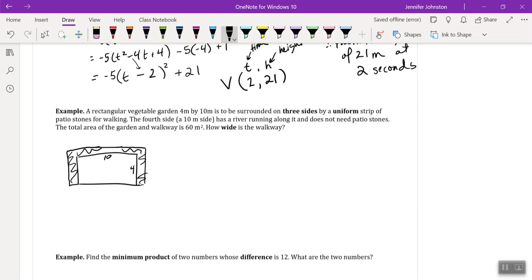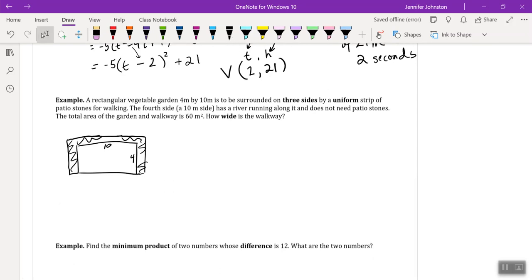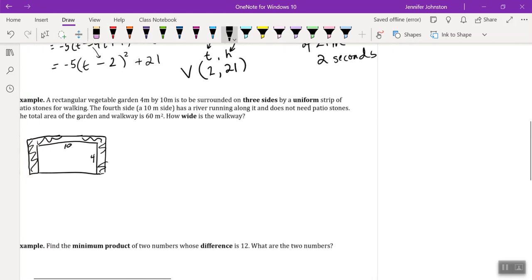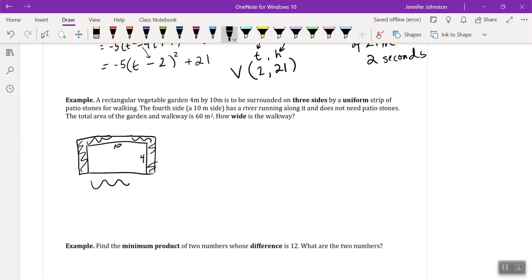There we go. And then on the 4th side, a 10-meter side, there's a river along it that doesn't need a pathway. Okay. The total area of the garden and walkway, so everything together, is 60 meters squared. How wide is the walkway? Alright, let's just call the walkway W. So let W be the width of the walkway.